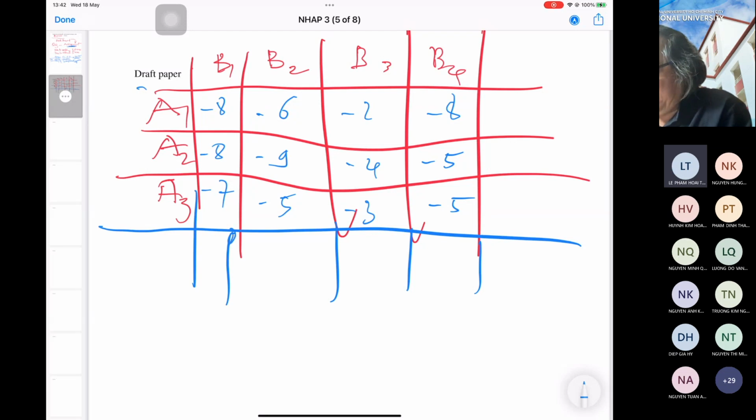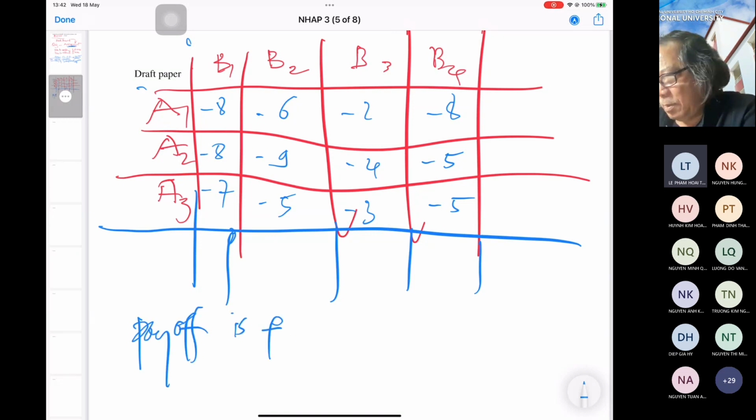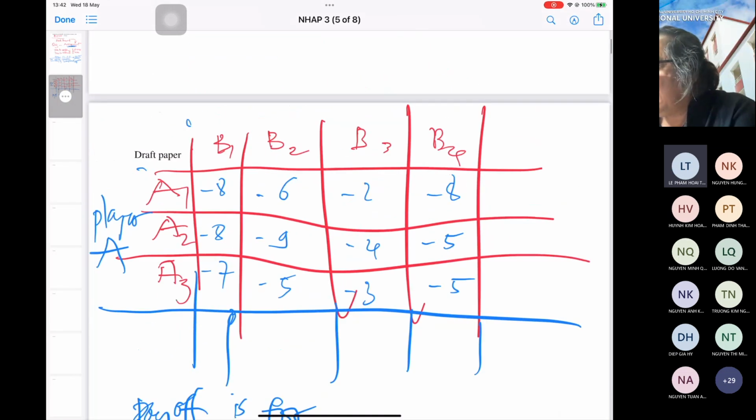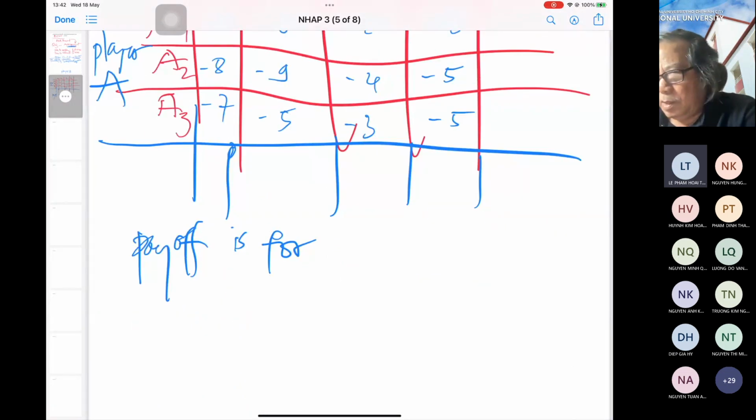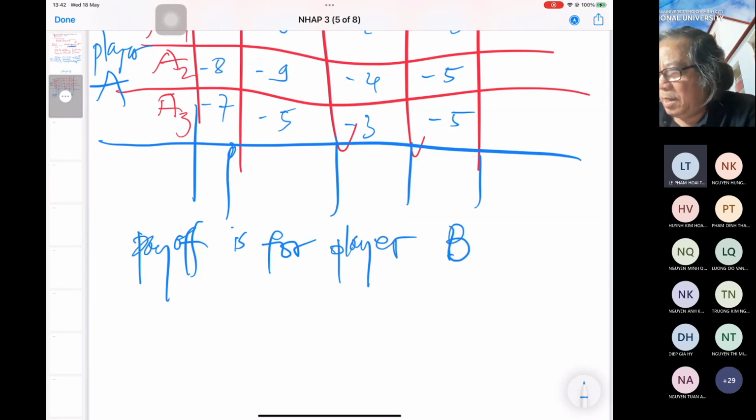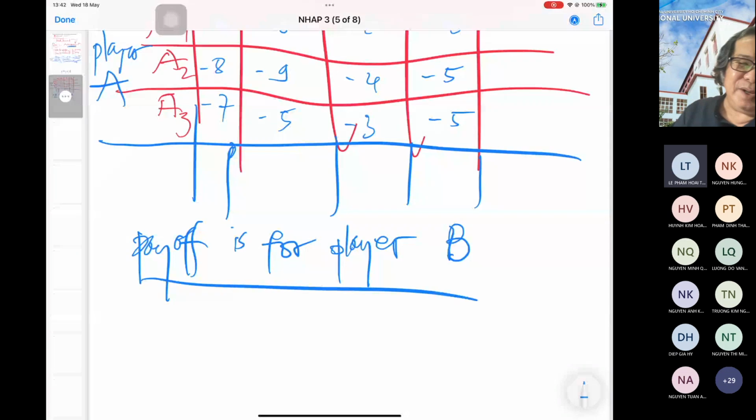Is that okay? You have this game, and the payoff is for player A, player B. It is the payoff for player B. And we just want to solve this problem. Solving this problem means you use the minimax method.